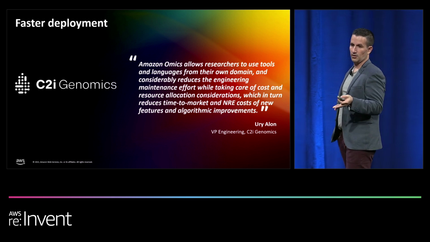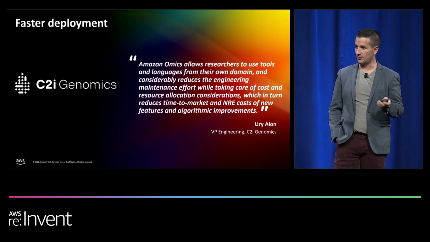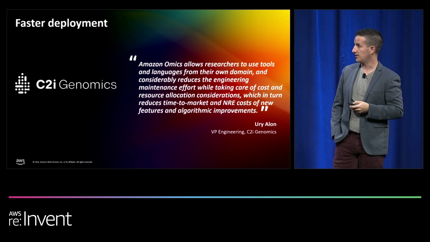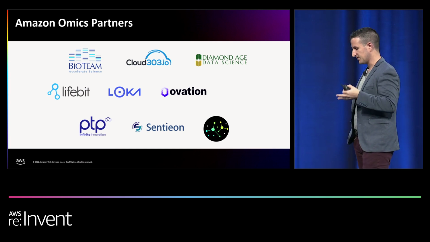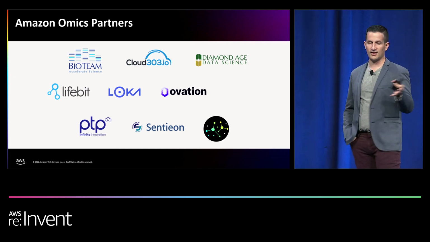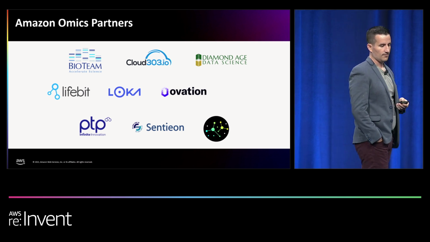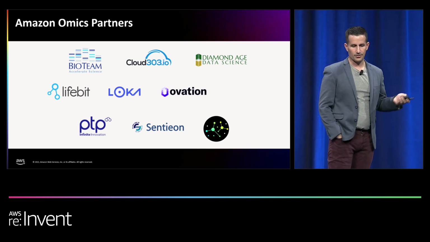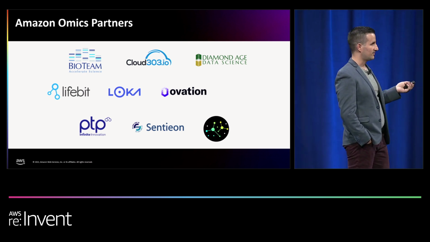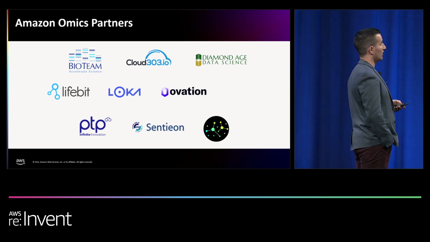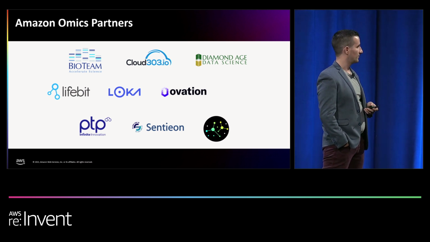And it's not about only our customers. One of the things that's also really important to us here across AWS, Ruba had our keynote this afternoon, is our partners. And so we're really blessed and pleased to be working with a wide set of AWS partners already who have been using the service: Bioteam, Cloud 303, Diamond Age, LifeBit, Loca, Ovation, PTP, Sention, and 10x are some of the partners that we've been working with already today.